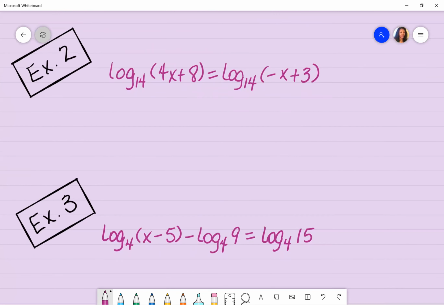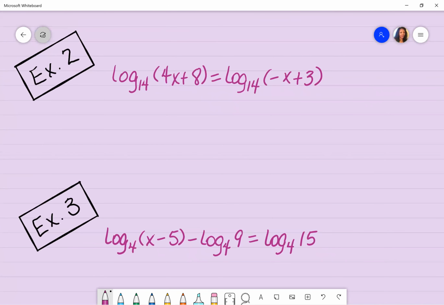If you have a problem that looks like this, then it's great because now you have a one-to-one log, a log showing on the left-hand side and the right-hand side one time each. If they look exactly the same, all you have to do is get rid of the logs and bring down the value that's left over. That will leave me with 4x plus 8 is equal to -x plus 3.